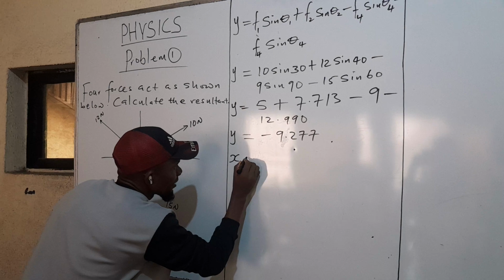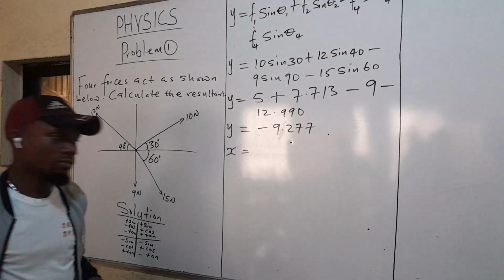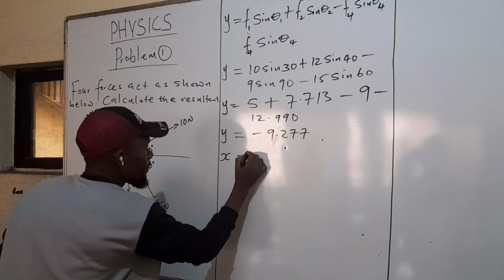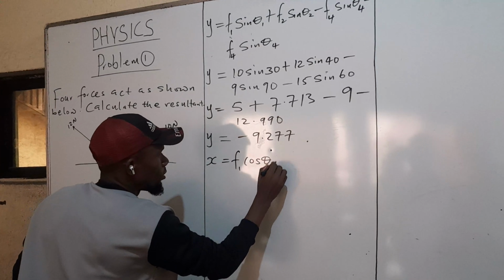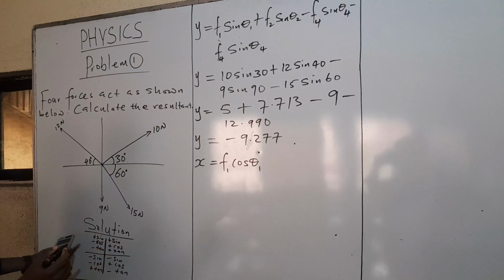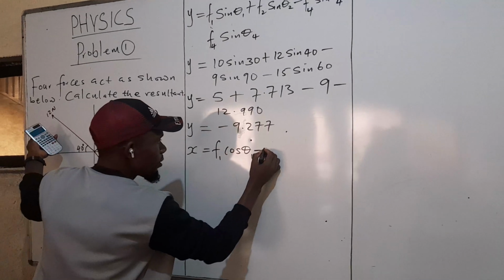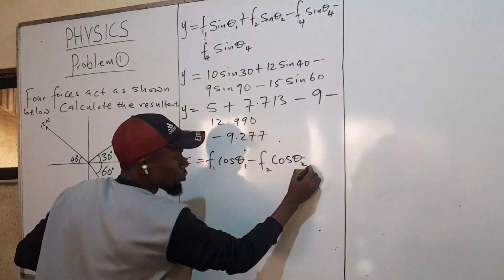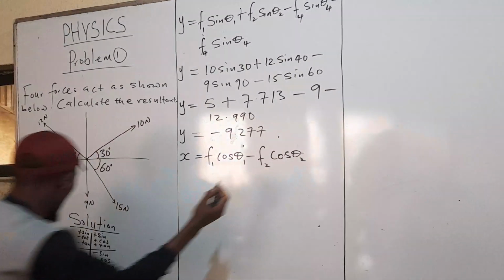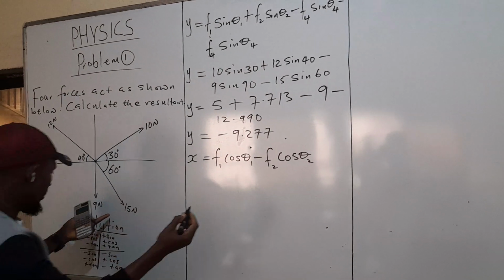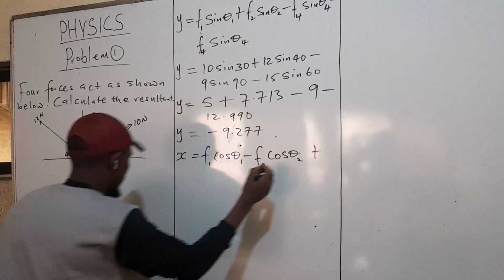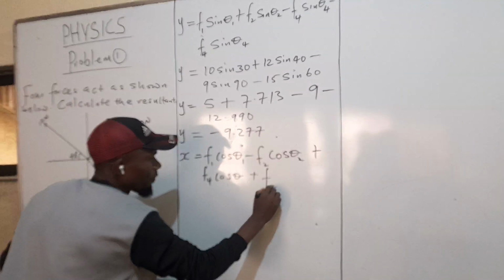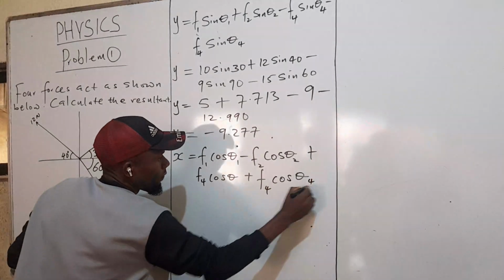Let me move to my horizontal component. My horizontal component is X, and in that part, I'm using cos. So I'm still going to follow the rule on the board. I'll have F1 cos theta 1, right? Because everything here is positive. Come to the second quadrant, cos is negative. So minus F2 cos theta 2, right? There is no third quadrant. The fourth quadrant, cos is positive. So I have my plus F4 cos theta 4.